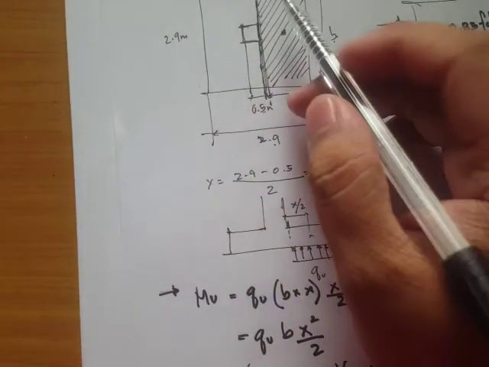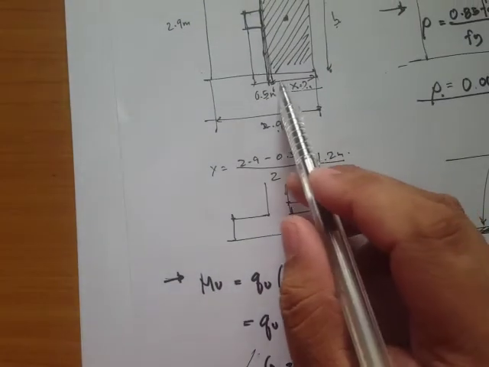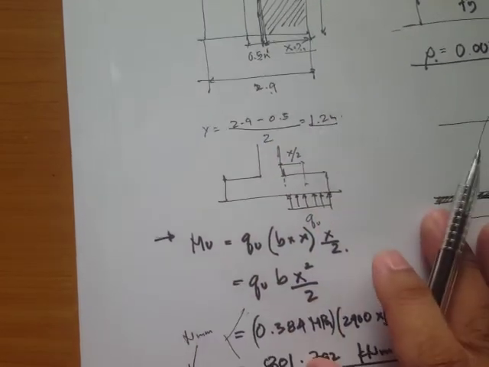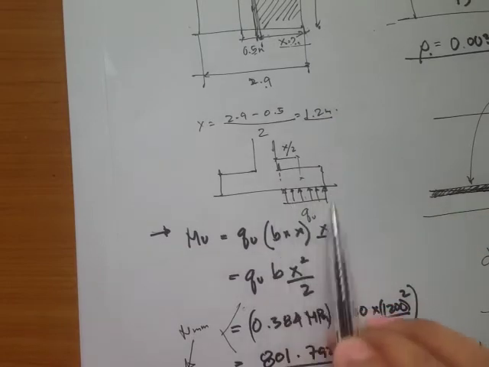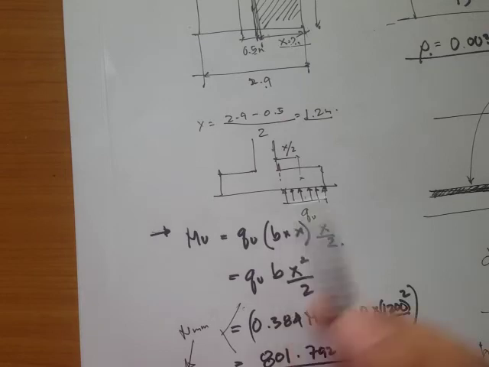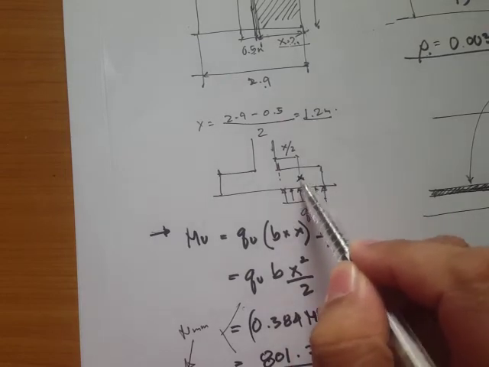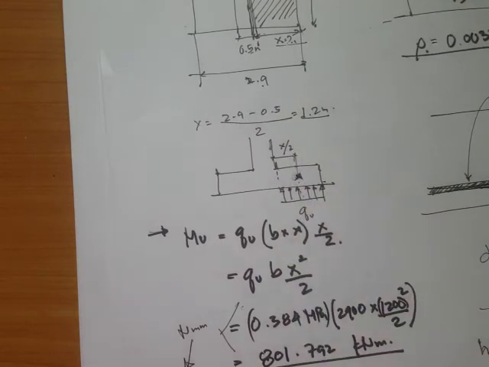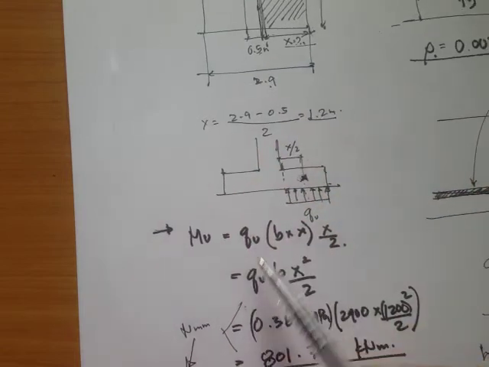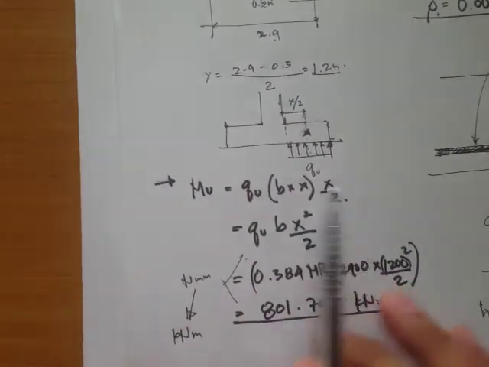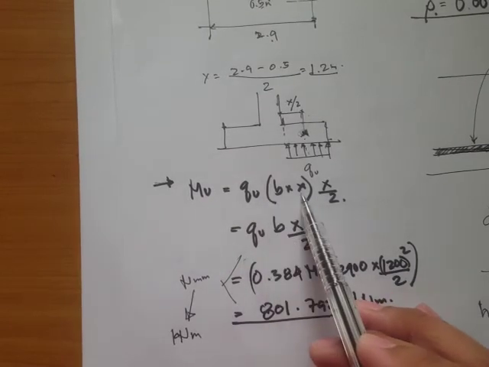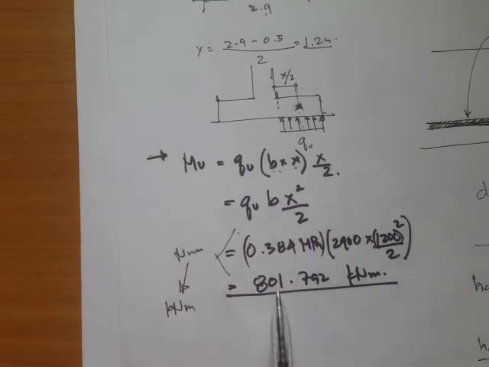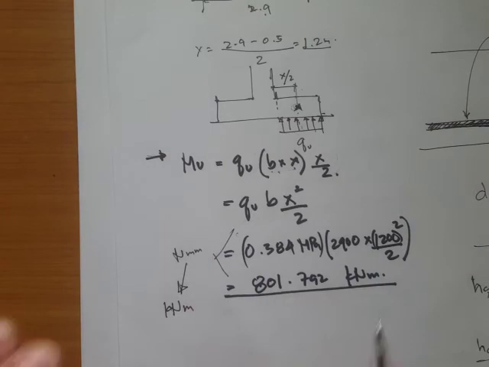Now this is our loaded area, and we have to determine this distance, and this distance is just 1.2 meters. So take note, this is our factored soil pressure, and if you take the resultant, then the moment arm would be at the centroid, just at the midspan, so that's x over 2. Now having this, we can now solve for the factored loads, and we use this equation: the pressure times the area times the moment arm. So we have this 801.79 kilonewton meters.